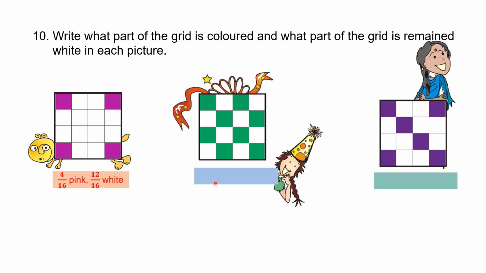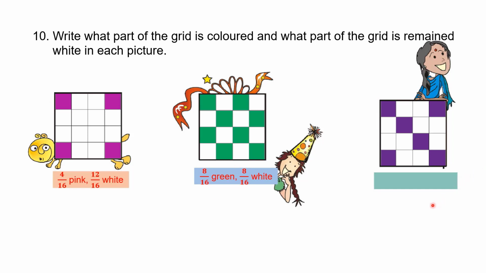In the same way, let us count the number of green squares here. 1, 2, 3, 4, 5, 6, 7, 8. 8 by 16 green and the remaining 8 by 16 white. Let us count the white squares also. 1, 2, 3, 4, 5, 6, 7, 8. So 8 out of 16. 8 by 16 are white. 8 by 16 green, 8 by 16 white.